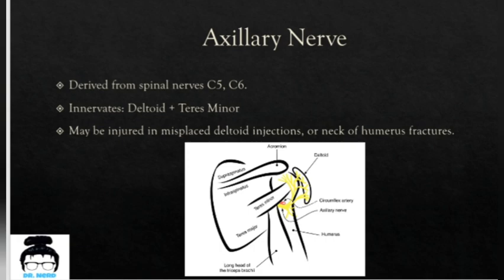Axillary nerve, it's derived from the spinal nerves C5 and C6. A fractured surgical neck of the humerus or anterior dislocation of the humerus might affect the axillary nerve. The patient will have flattened deltoid, loss of arm abduction, and loss of sensation over the deltoid and the lateral arm.